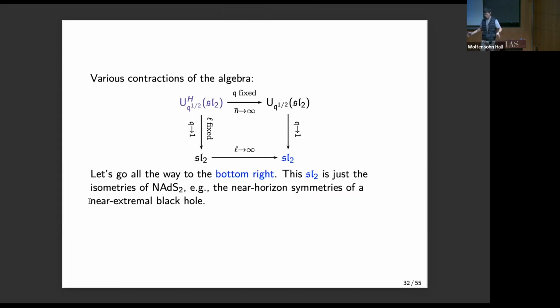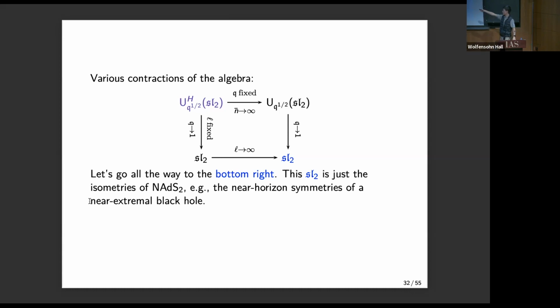Okay, now we can play various games. We can take various contractions of this algebra. One thing that we can do is take Q fixed and n bar goes to infinity. That's the limit where we're going to very low temperatures and we get a very long wormhole. Then this group contracts. We can also take the limit where the length is fixed, but Q goes to 1. That is the standard SYK limit, remember. And then we can do both of them and get the standard discussion of the triple scaling limit. So let's first start there, where this discussion is most familiar, perhaps.